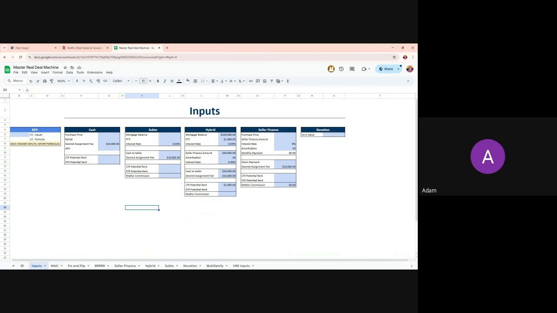Okay, and so this is not a sub two at all? No, they owe 380. So if they owe $380,000, no, they owe 320. Okay, so if they owe $320,000, yeah.